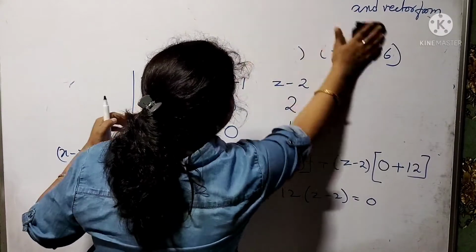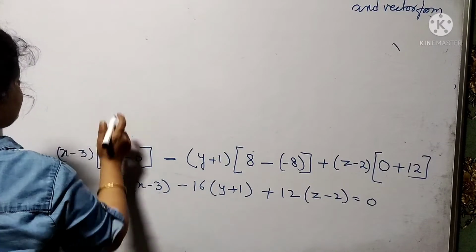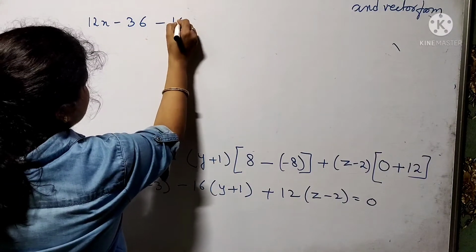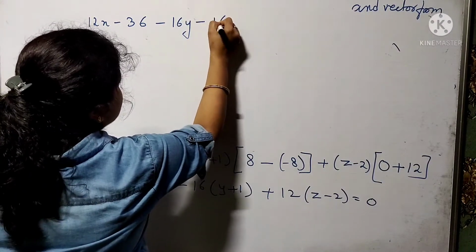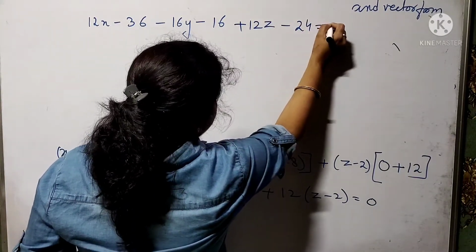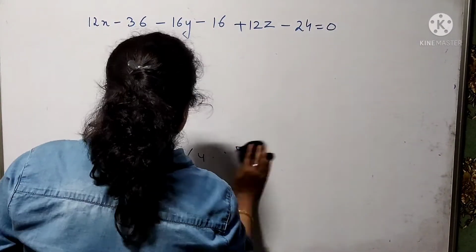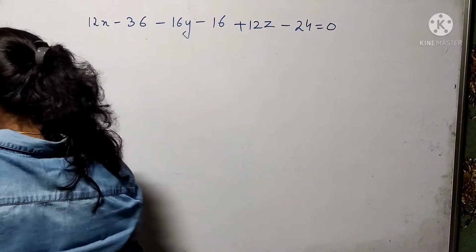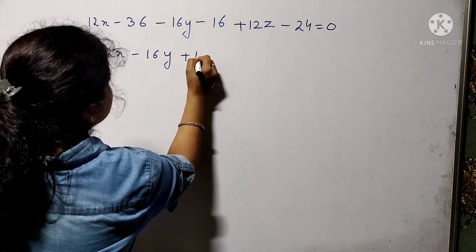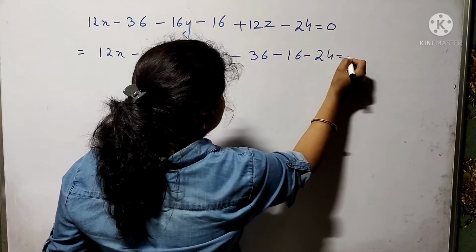Now see how we solve that. We multiply it, we get 12x minus 36, then minus 16y minus 16, then plus 12z minus 24, which is equal to 0. This is the Cartesian form of the equation of the plane. Now 12x minus 16y plus 12z minus 36 minus 16 minus 24 is equal to 0.